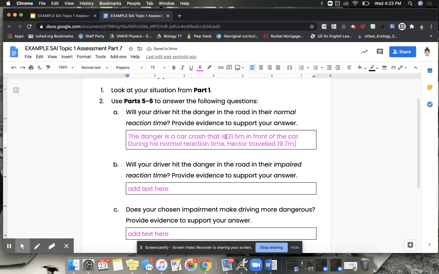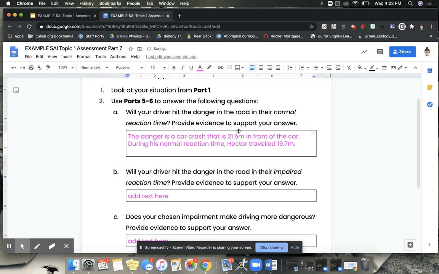So the car crash was 21.5 meters in front of the car, and during the normal reaction time, he traveled 19.7 meters. So 19.7 meters is less than 21.5 meters. Hector did not hit the danger. That's how I'm going to fill this out here.